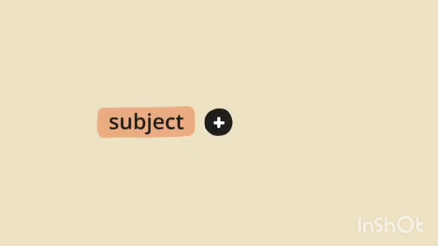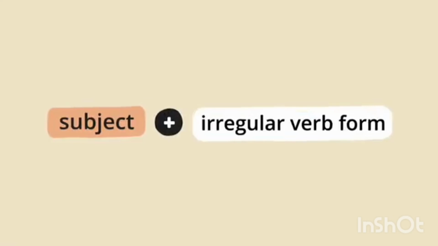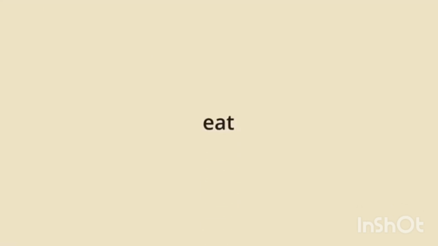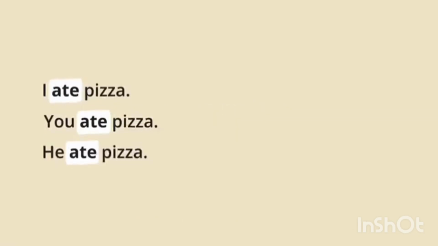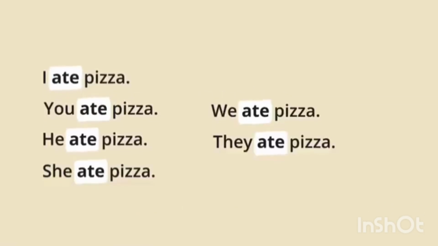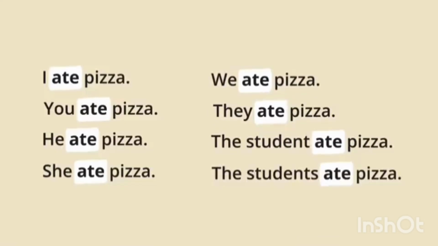The verb form is the same for all subjects. For example, the simple past form of the verb eat is ate. I ate a pizza. You ate a pizza. He ate a pizza. She ate a pizza. We ate a pizza. They ate a pizza.